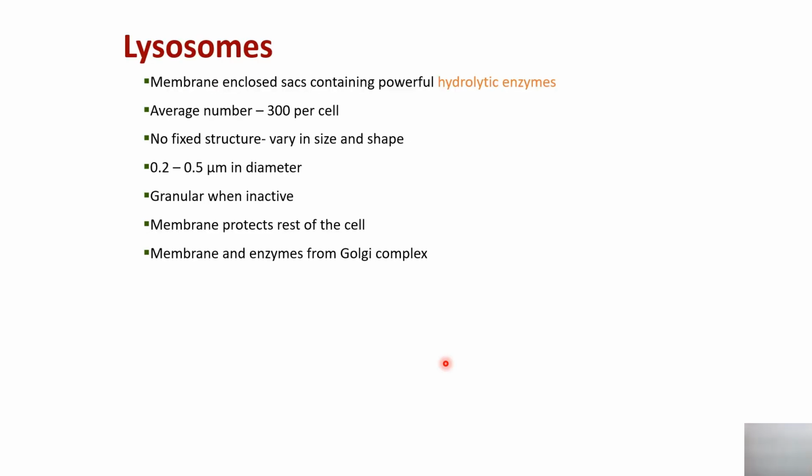Then we have the lysosomes, membrane-enclosed sacs containing powerful hydrolytic enzymes. The average number is about 300 per cell. There is no fixed structure; they vary in size and shape, 0.2 to 0.5 micron in diameter. They are granular when inactive. The membrane protects the rest of the cell. The membrane and enzymes come from the Golgi complex.